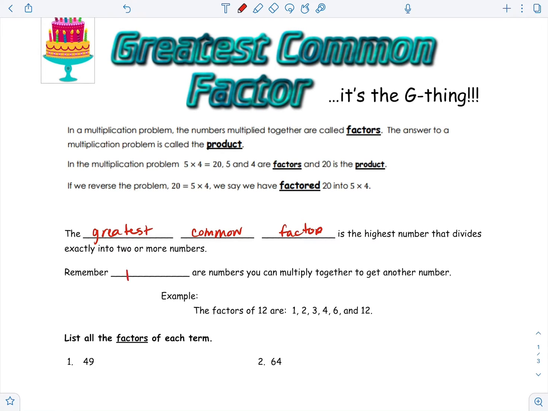Remember, the product are numbers you can multiply together to get another number. I'm sorry, guys. That's the factor, not the product. The factors are numbers you multiply together to get another number. So, for instance, when we had 20, that was the result. But we multiplied 5 times 4. So the factors of 20 in this situation are 5 and 4. Those are examples of factors.